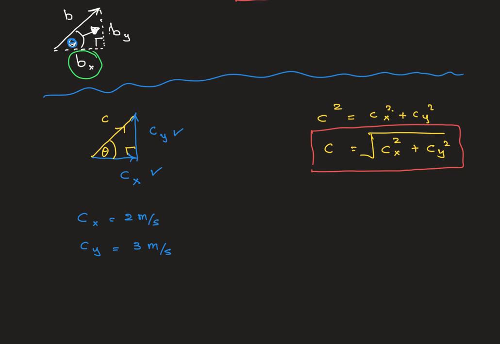Now, in order to find the angle theta, we are using tangent. You can use any of cosine theta, sine theta, or tan theta, but the most popular is to use tan theta. According to SOH CAH TOA, tan theta is opposite divided by adjacent, and in this case, opposite is C sub y, and adjacent is C sub x. So theta, the direction, is inverse tangent of Cy over Cx.